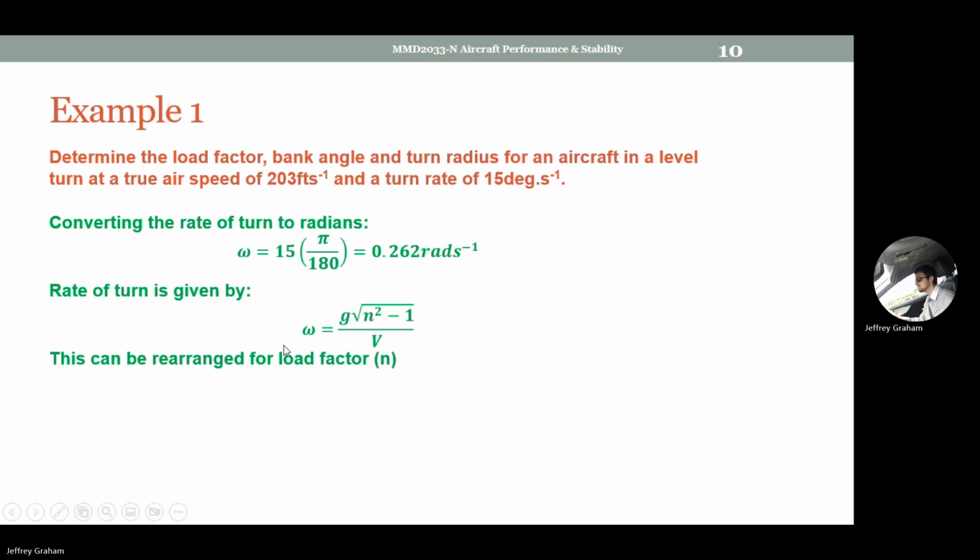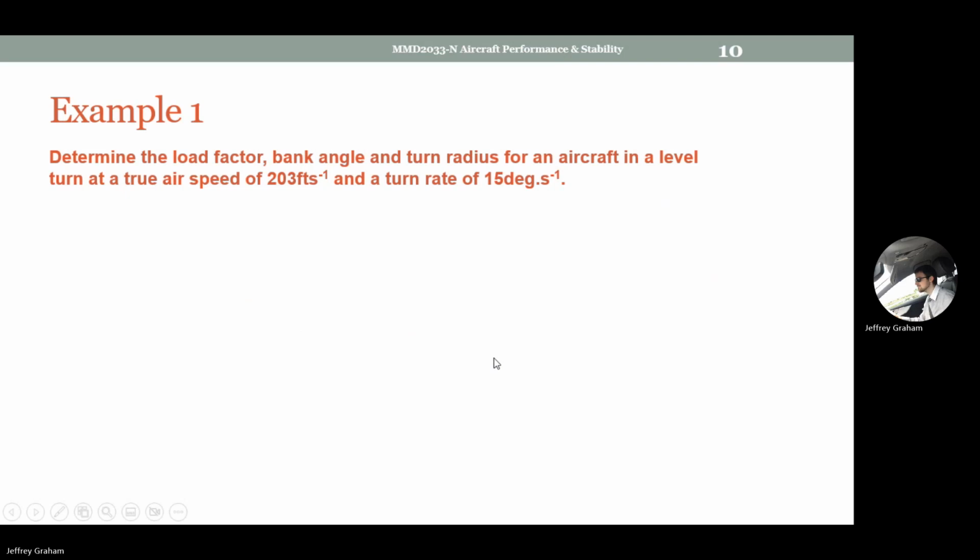Rate of turn. You can rearrange this formula. So this is the tricky bit. You know the rate of turn. We know g. We need n, but we've got the speed. So it's rearranging this for the load factor. Your formula says rate of turn equals gravity times the square root of n squared minus 1, over V.